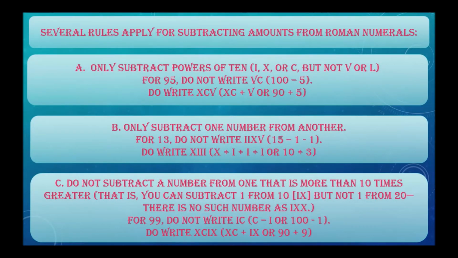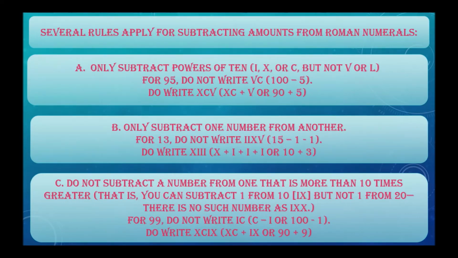Several rules apply for subtracting amounts from Roman numerals. Only subtract a power of 10. For example, for 95, do not write VC, that is 100 minus 5. Do write XCV, that is XC plus 5, or 90 plus 5.